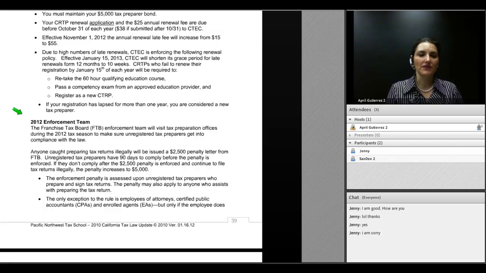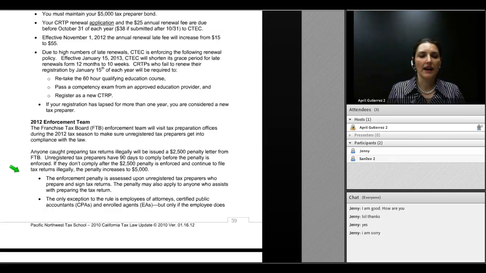2012 Enforcement Team. This is referring to the Franchise Tax Board's enforcement team. The Franchise Tax Board Enforcement Team will visit tax preparation offices during the 2012 season to make sure unregistered tax preparers get into compliance with the law. If they catch you operating illegally, you will be issued a $2,500 penalty letter from the Franchise Tax Board. At that point, you have 90 days to comply before the penalty is enforced.